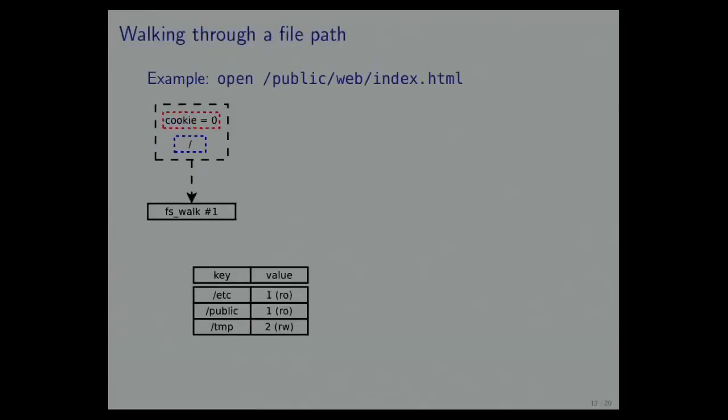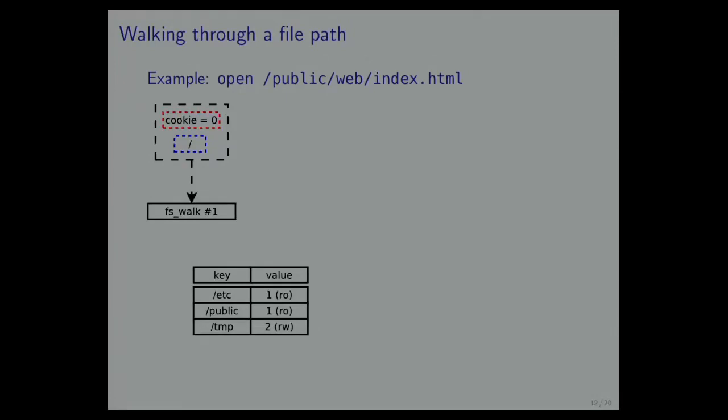In this example, let's say we are in a container running a web server, and the web server wants to access a file which is /public/web/index.html. So the first execution of the FSWalk program will be to allow or deny access to the first element of this path, which is the slash, the root of the file system. And at the bottom you can see the map which was previously loaded and set with 3 keys: /etc, /public, and /tmp. Each of these keys is tied to a unique value, which only makes sense for the program you wrote. So in this case, I decided that the value 1 is for read access and 2 for read and write access.